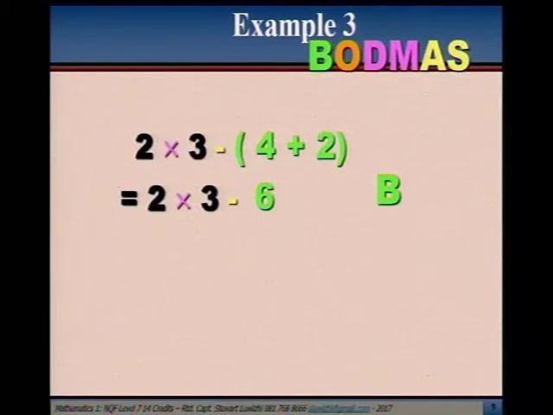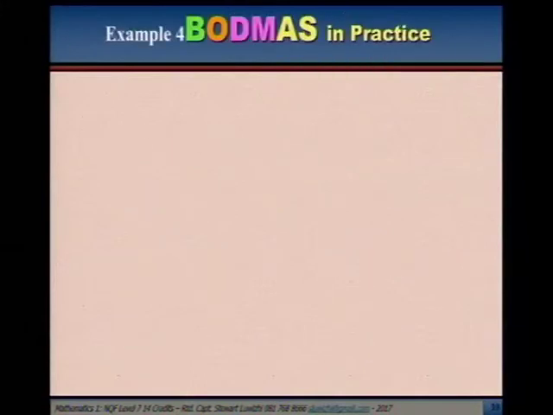And we know multiplication comes first. So we can bring down the minus 6 down, because we're not going to be dealing with that one. Then we now deal with the 2 times 3. That gives us 6. And our answer becomes 0. Well, so that's how we go on.